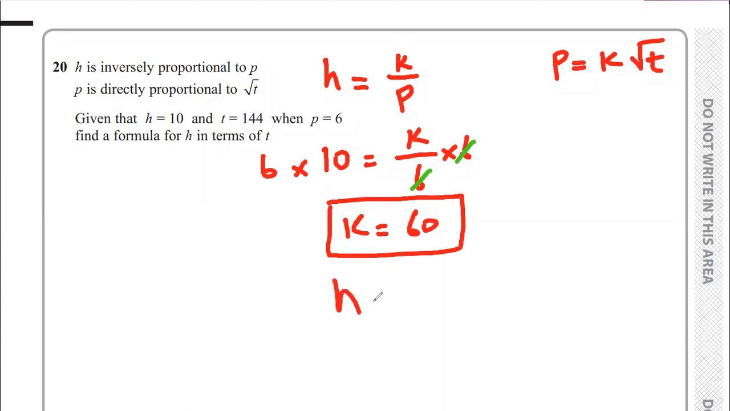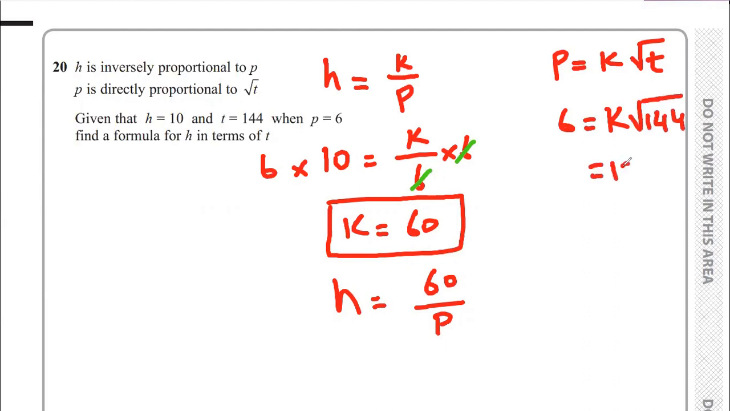So I will get H is equal to 60 over P. And we also need to substitute these values in here. When P is equal to 6, what is T equal to? T equals the square root of 144, which is 12. So which means that 12K will be equal to 6. So what will K be equal to? 6 over 12, which is a half, or 0.5.